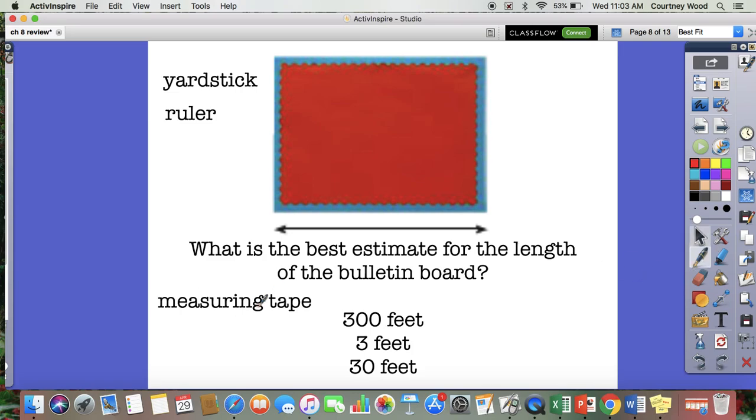Well, we could use two things. We could use, not a measuring tape, we could use a yardstick. A yardstick has 3 feet in it, and a ruler has 1 foot. So I'm thinking the best thing I would probably use is a yardstick, and it would equal 3 feet.